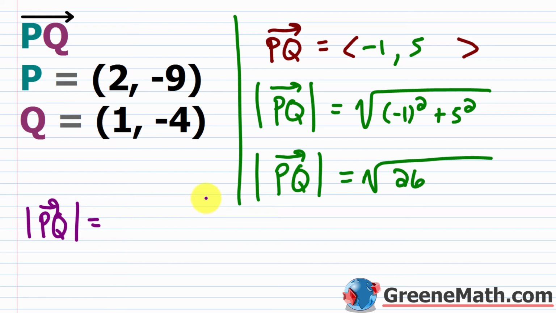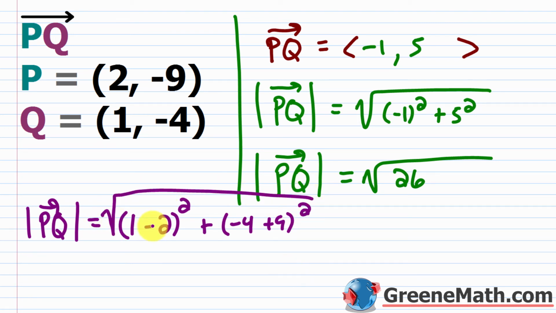Basically, you're going to subtract this guy minus this guy, so x sub 2 minus x sub 1. So it's going to be 1 minus 2. Let me write this out. So 1 minus 2, this is squared. Then plus, you're going to do this guy minus this guy, so negative 4 minus a negative 9 is plus 9. This is going to be squared. And we want the square root of this.